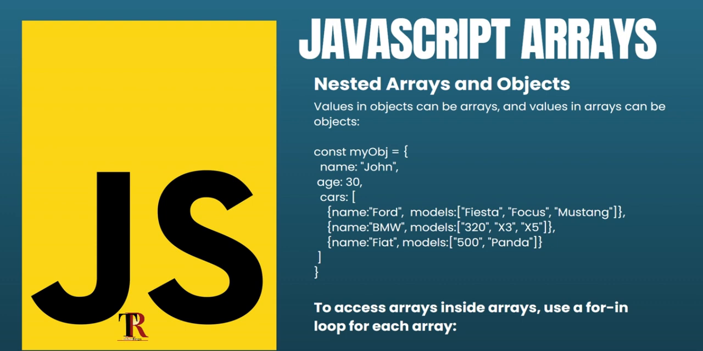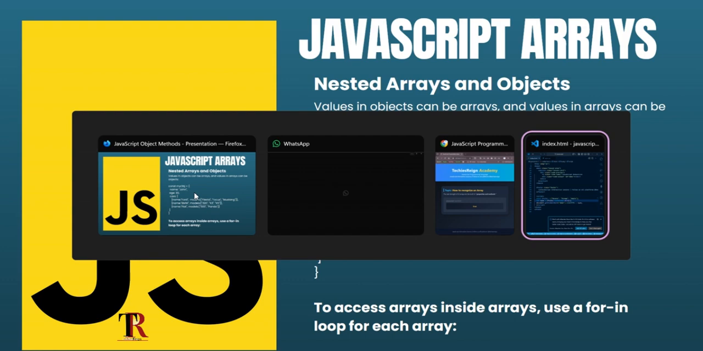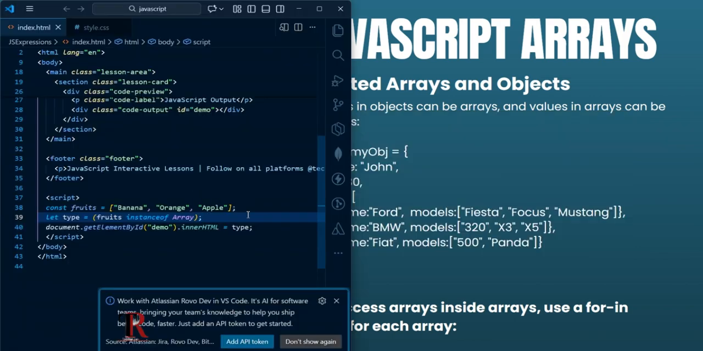Now to access an array inside an array, use a for in loop for each array. Don't forget that in JavaScript we have different types of loops, and when you want to access an array inside an array, you use a for in loop, another special type of loop method. So that is what you use to access an array inside an array. Let's take a look at an example of how this can be achieved.